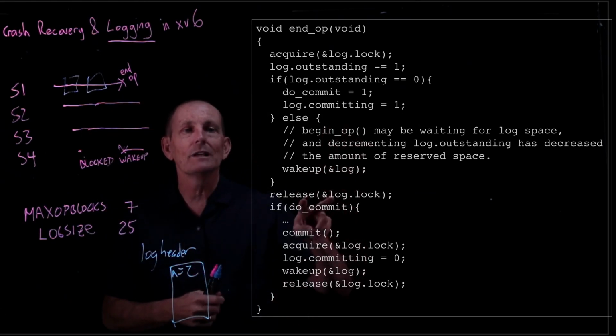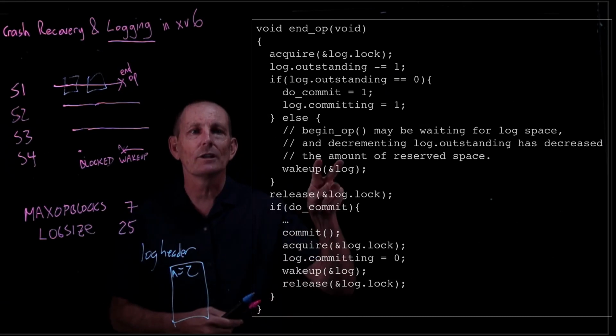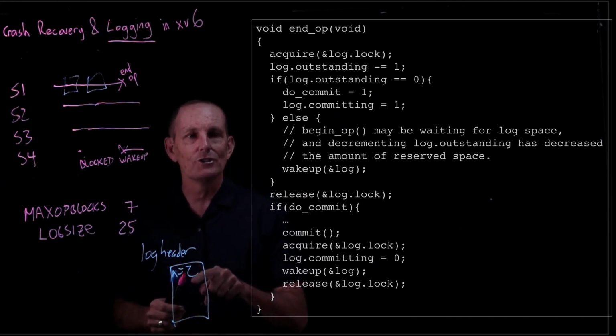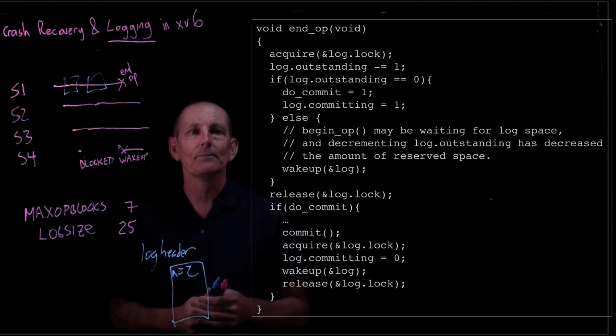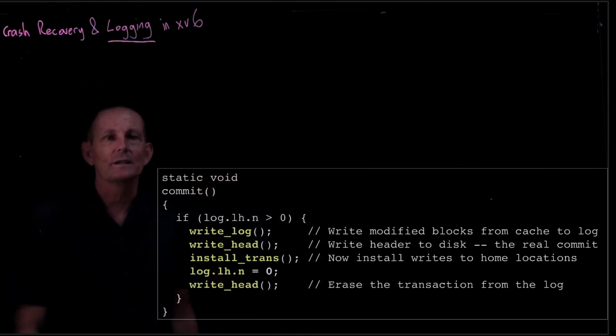Then what happens? We come along, if we're doing a commit, that is, if we were the last operation, then we go ahead and commit, which we'll see in a moment, and then write to the log afterwards to say that we're no longer committing, and then wake up anyone who was waiting for us, and then release our lock. Let's look at what commit does.